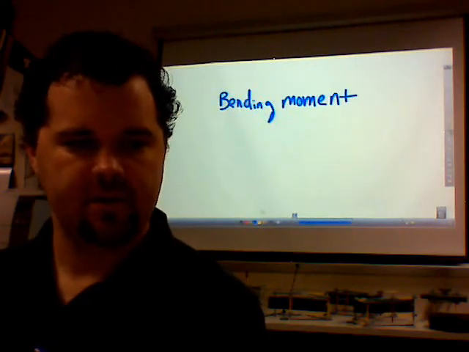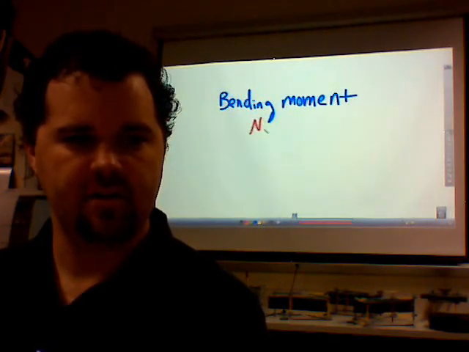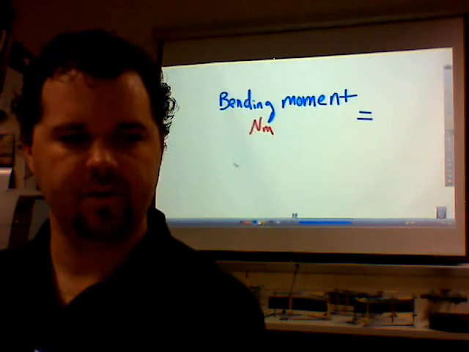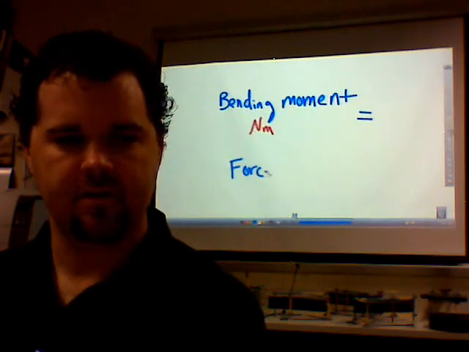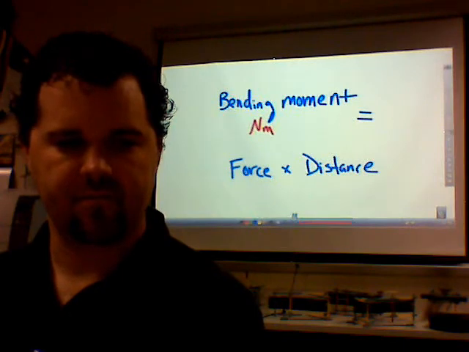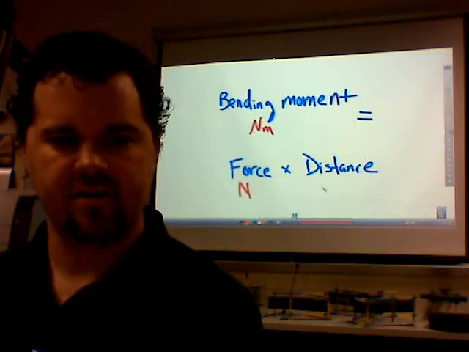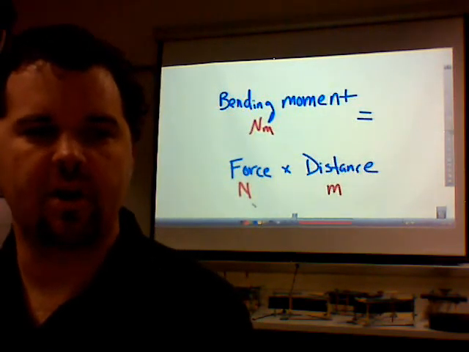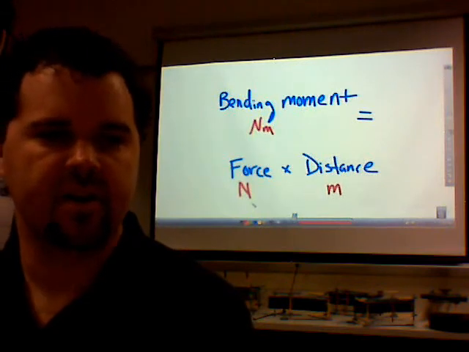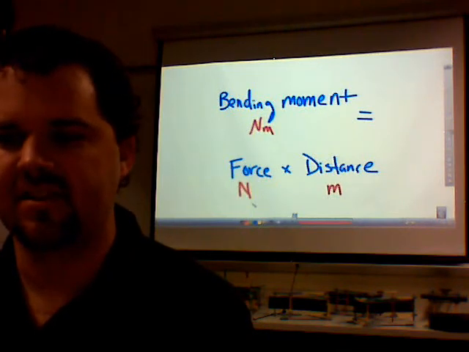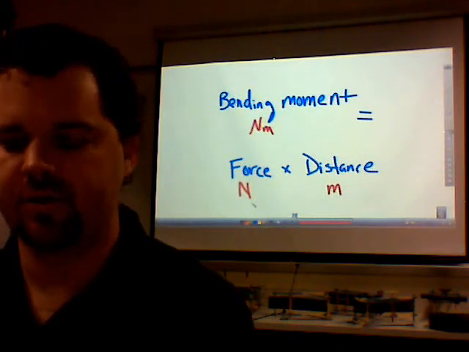Your bending moment, which is measured in newton meters, is equal to the force applied times the distance. And your force is measured in newtons, distance is measured in meters. Okay? A bending moment, anything that's a moment, we're talking about a rotational force or a torque, and it's measured in force times distance. That turning force times the distance that you're applying it from the root.